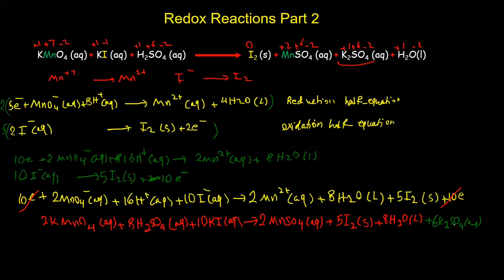Okay, right now, to check that, I count the number of SO4 one more time. On this side, I have 8 SO4. Here, I have 2 SO4 and 6, which is 8 SO4. So it means my equation is balanced now.